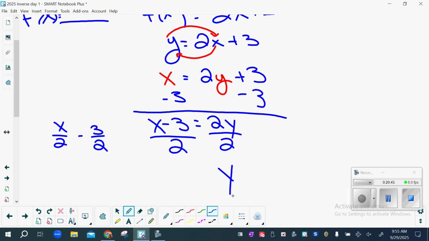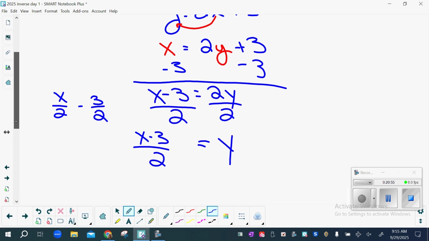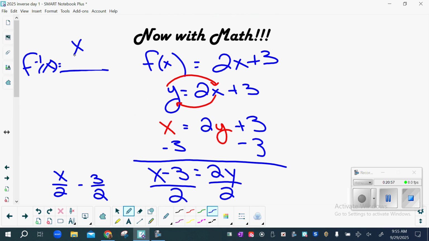I have y equals. You could either write it as x minus 3 over 2, or you could write it this way. And now I get rid of the y and use this guy. So my final answer at the end is x minus 3 over 2. And I did it.